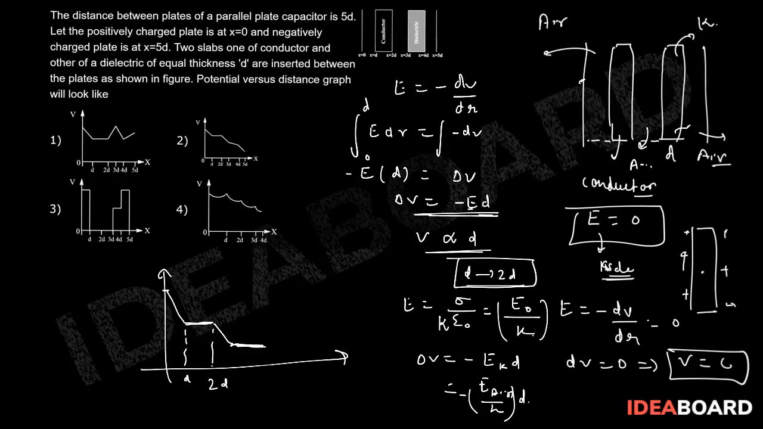And then again you are entering the region from 4D to 5D, right? This was for 3D to 4D. So for the region 4D to 5D, it will start dropping again like this. So this is the point 3D, this is the point 4D, and then this is 5D. This will be the value of potential, and this will be the distance x. So this kind of graph will be the right answer.